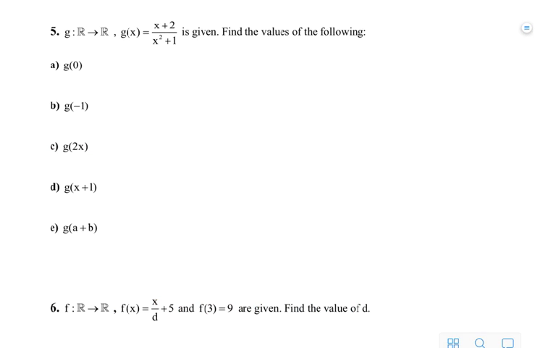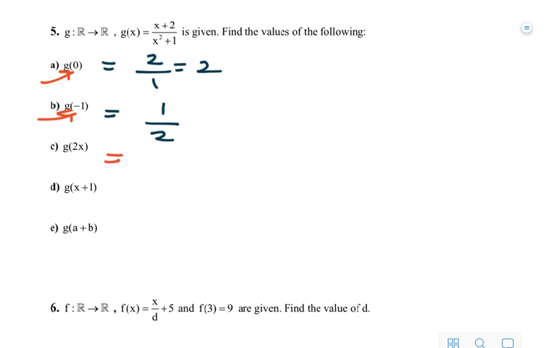Question 5 then. Fairly straightforward, just inputting values in. G of 0, we're going to get 2 over 1, or 2. G of -1, I think we get 1 on the top, divided by 2, 1 over 2. G of 2x then, so this really gets a bit more complicated. Every time we see an x in the previous examples, we replaced it with the value 0 or the value -1. And so the same here.